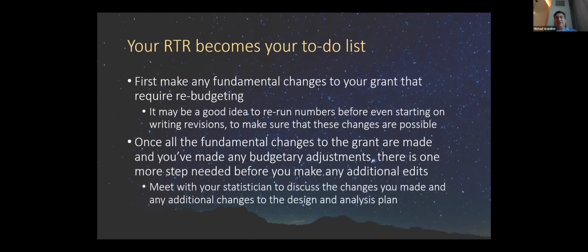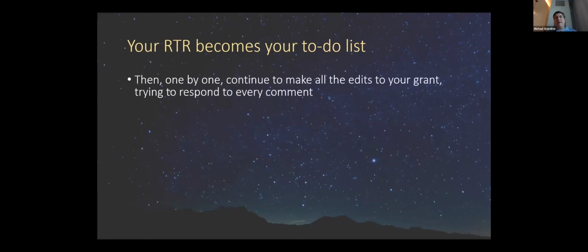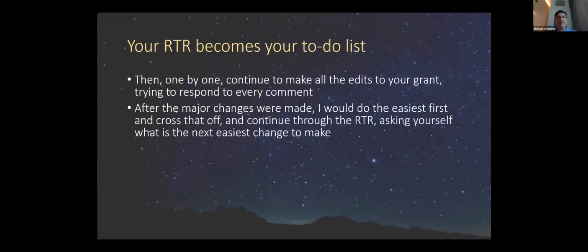Meet with your statistician to discuss the changes you made and any additional changes to the design and analysis plan, because there might be some tweaks that you might not have anticipated, or problems that would have arisen, or they might need to rerun numbers. Then, one by one, continue to make all the edits in your grant, trying to respond to every comment. Cross them off as you incorporate them into your draft.